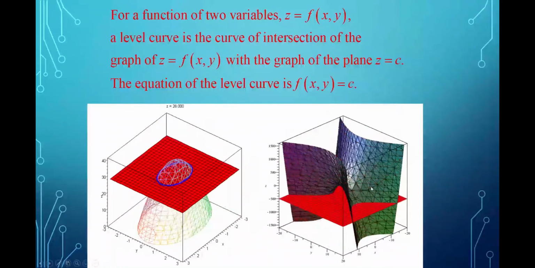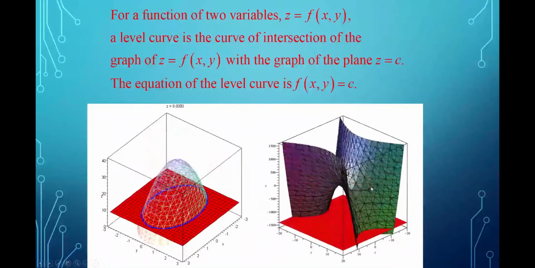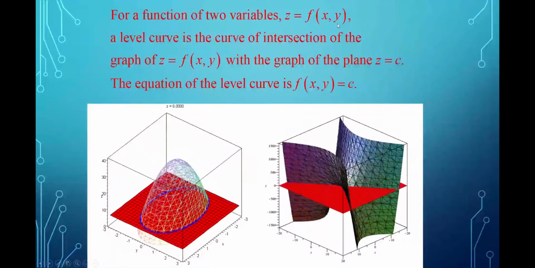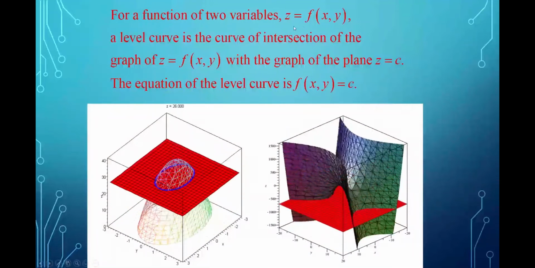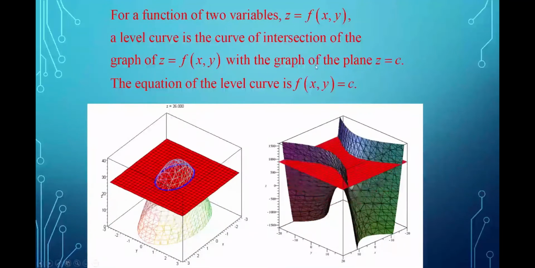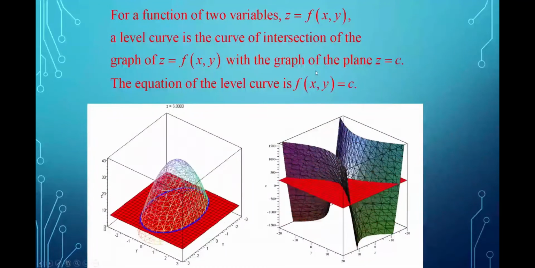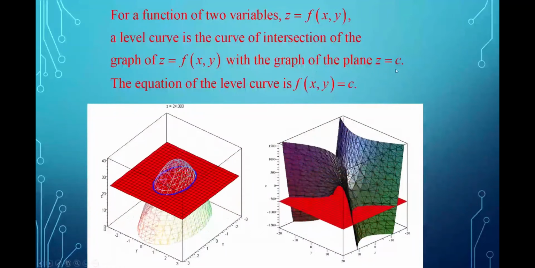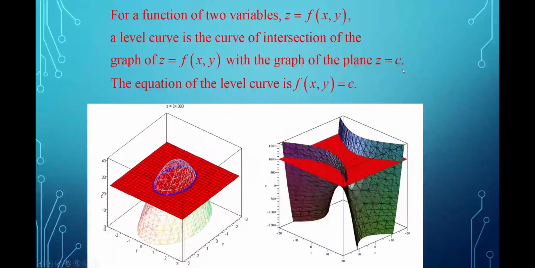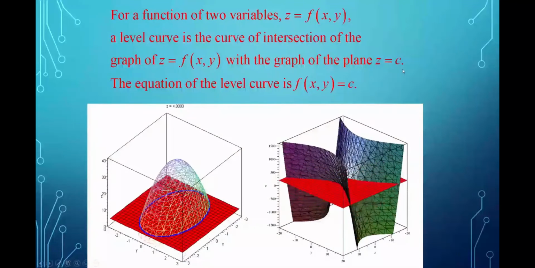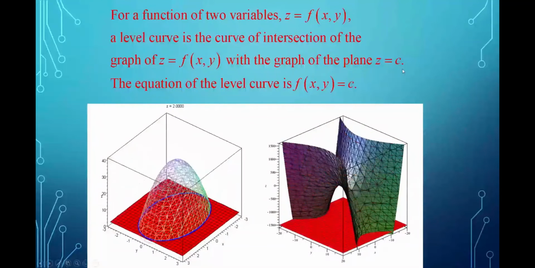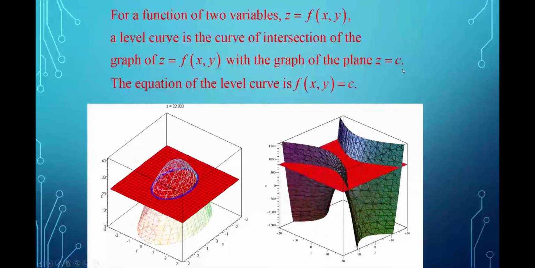A level curve is actually, for a function z of x and y, the surface that would be the graph of that function is going to have level curves corresponding to the curves of intersection of the surface with the plane z equal to a constant, which is going to be a horizontal plane, horizontal relative to the xy coordinate plane. And these curves of intersection of the plane and the surface are called level curves.